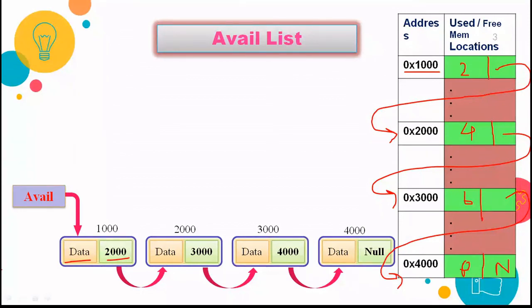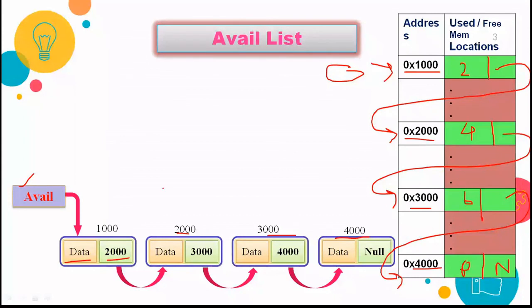If you look at this diagram, these 4 free memory locations are represented by these 4 nodes, and every node has some address. The first node has address 1000, the second node has address 2000, the third node has address 3000, and the fourth node has address 4000, and every node has two parts. Now obviously when you have to travel from one node to the other, the address of the first node will be stored in some pointer, and here that pointer is represented as avail.